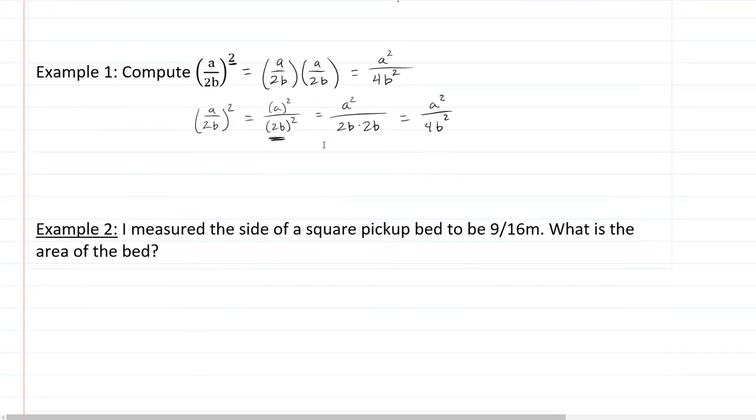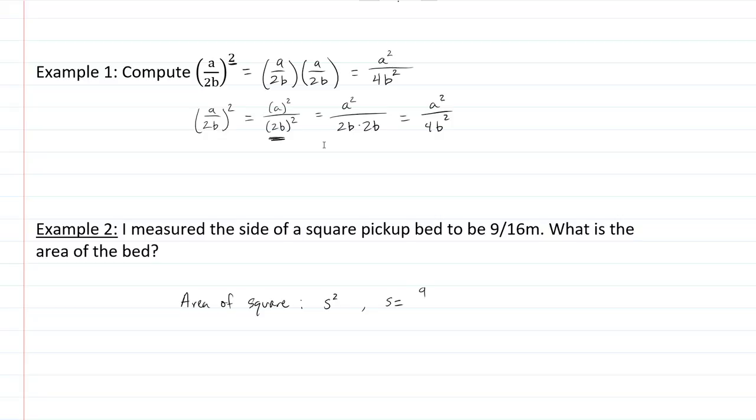So let's go through another example. I measured the side of a square pickup bed to be 9 over 16 meters. What is the area of the bed? So we know that the area of a square is just side times side, right? Side squared. So if a side is 9 over 16 meters, then area equals s squared, which is just (9 over 16) squared.